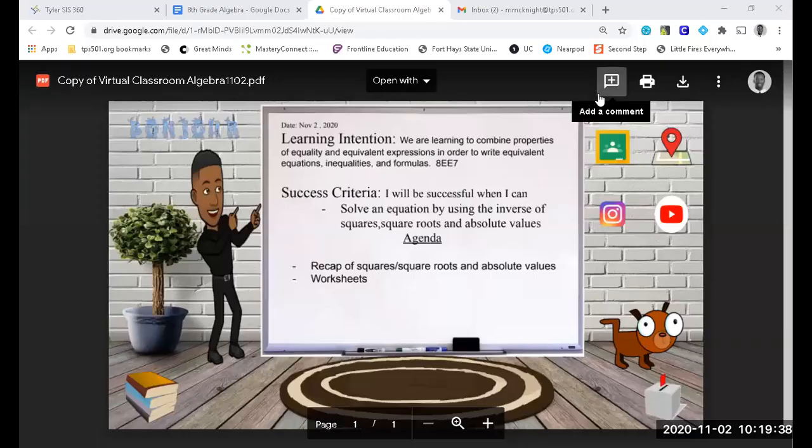All right, so for today's class, we are going to be reviewing what we did last week for the Thursday and Friday. So for learning intention, it states, we are learning to combine properties of equality and equivalent expressions in order to write equivalent equations, inequalities, and formulas. For success criteria, it states that I will be successful when I can solve an equation by using the inverse of squares, square roots, absolute values.